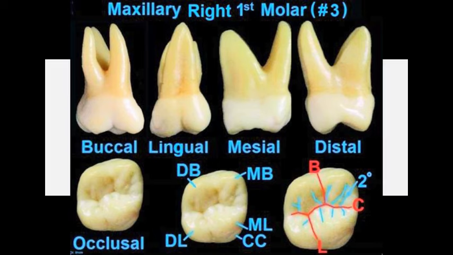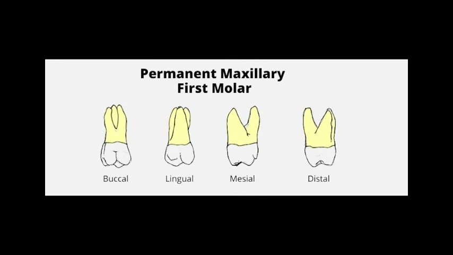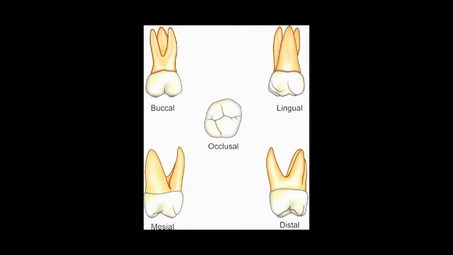From the occlusal aspect, it is rhomboidal in shape. It is wider mesially and narrower distally. Four well-developed cusps can be seen: mesiobuccal, distobuccal, mesiolingual, and distolingual cusp. The fifth cusp can be seen on the mesiolingual aspect of the mesiolingual cusp. The largest cusp is the mesiolingual cusp, followed by mesiobuccal, then distolingual, then distobuccal. The smallest one is the fifth cusp.